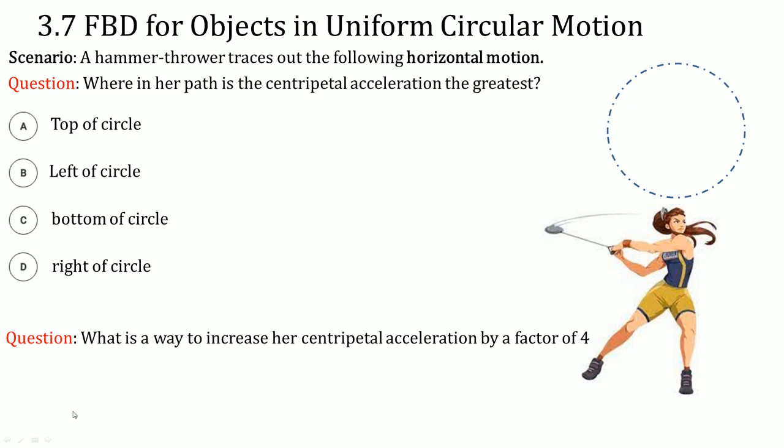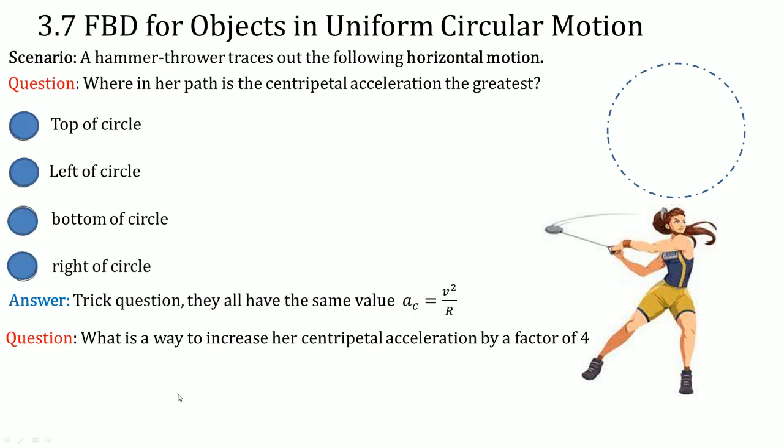This is actually a trick question because they all have the same value of a_c, the centripetal acceleration, which is equal to v squared over r. You're like, but wait, isn't the top of the circle different from the bottom of the circle? That is true if we were looking at the vertical direction and the circle is in the vertical direction.